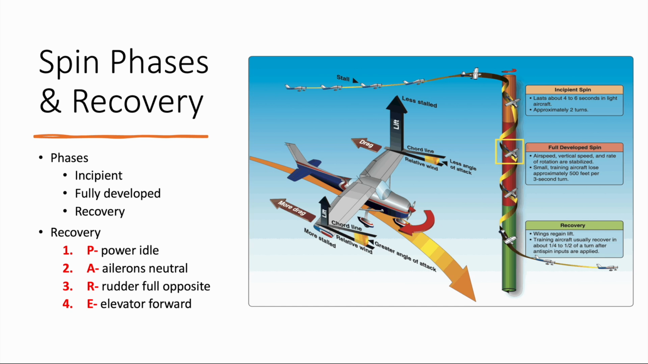People often compare this to a stall because it is caused by a stall, and during a stall you generally add power. But during a spin you want to slow the rotation down, so you reduce your power. Then you go ailerons neutral.